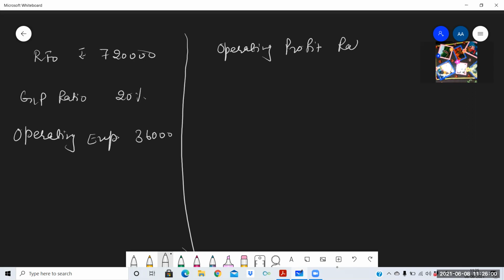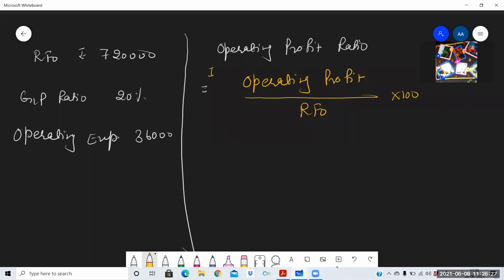Operating profit ratio. You people have just 2 minutes to solve it. Do it fast. I'm writing here the formula for your reference. Step 1, write down the formula. Operating profit, there is no other operating income, so you will assume it 0, upon RFO into 100.